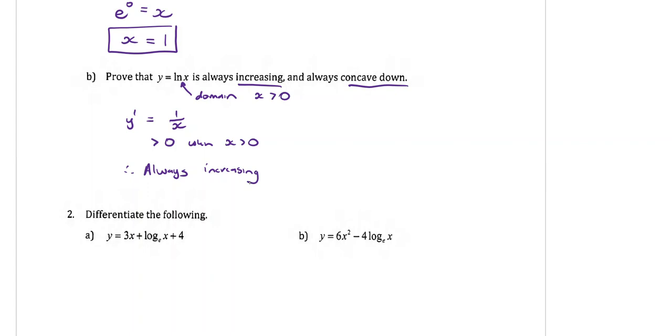Second part of the question says to show that it's concave down. Concavity. What is concavity talking about? Second derivative. So I'm going to do that over here. My first derivative, I'm going to change it to be x to the negative 1 so that I can differentiate the second time. So the second derivative, bring the negative 1 down, subtract 1 from the power makes a negative 2. Or in other words, negative 1 over x squared.